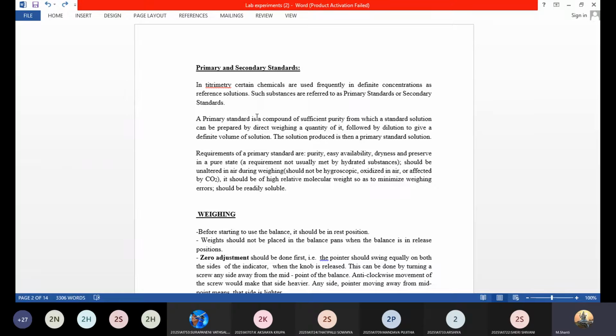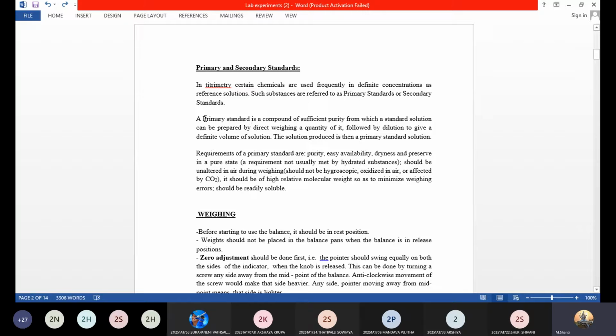Its concentration is known to you. How? Just by using a formula: molarity equals weight by molecular weight into 1000 by V. You substitute the weight of the compound and its molecular weight, into 1000 by the volume of solution you are using for the dissolution. Suppose you are preparing a 100 ml standard solution, then V will be 100 ml. Substituting in that equation, you can find the concentration of the primary standard substance. Therefore, this is said to be a standard solution. How do you define a standard solution? A solution whose concentration is known is said to be a standard solution.